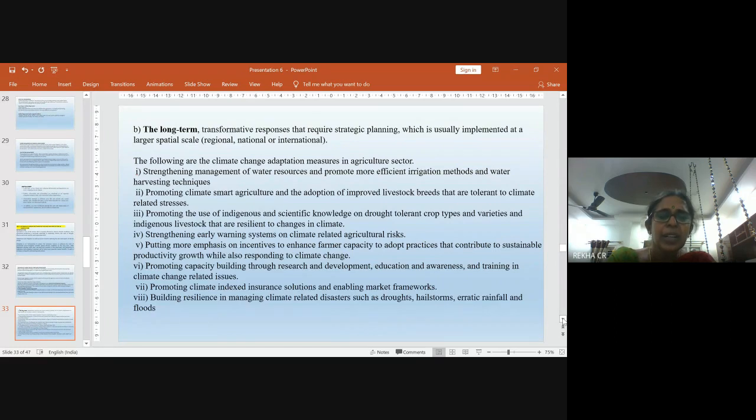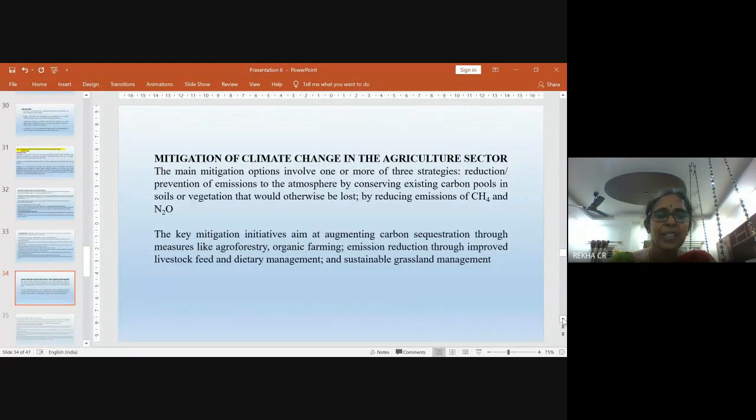So the climate change adaptation measures in agriculture include strengthening management of water resources, improvement in the livestock breeds, then promoting the use of indigenous and scientific knowledge, strengthening the early warning systems, and putting more emphasis on incentives to enhance the farmer capacity, promoting capacity building through research and development, training in climate change related issues, promoting the climate indexed insurance solutions, building resilience in managing climate-related disasters such as drought, hailstorms, erratic rainfall, and floods.